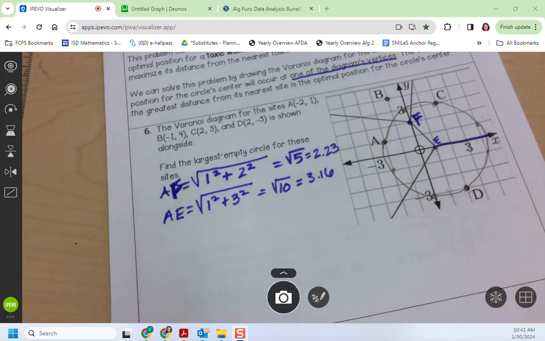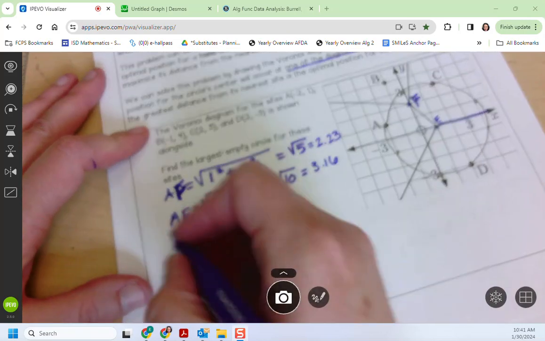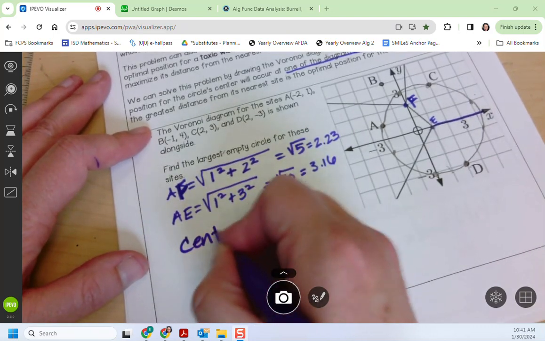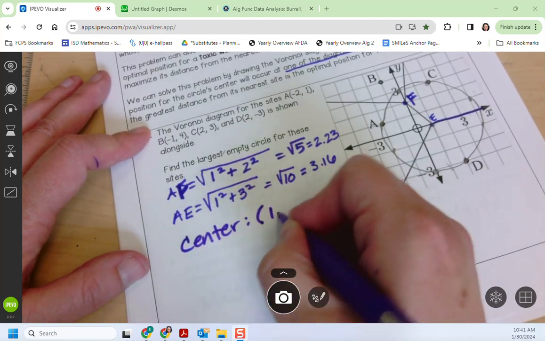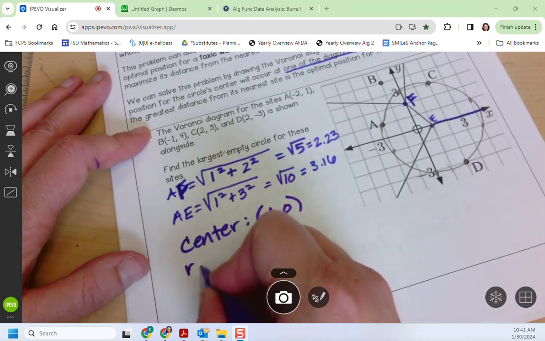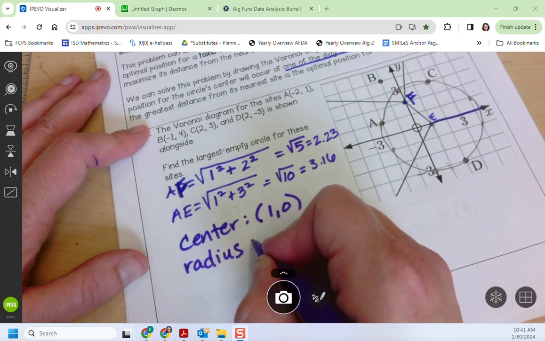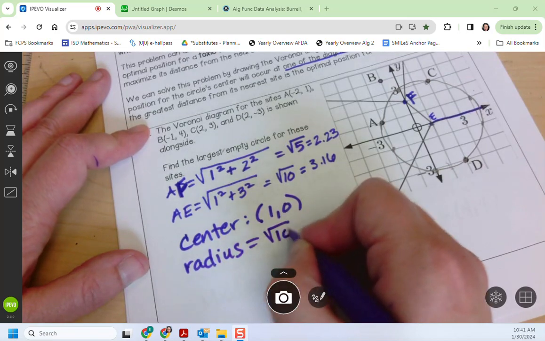So for this circle, we're going to identify it by its center and its radius. So its center is 1, 0. And its radius was square root of 10, which we'll leave as root 10, because that's the exact answer.